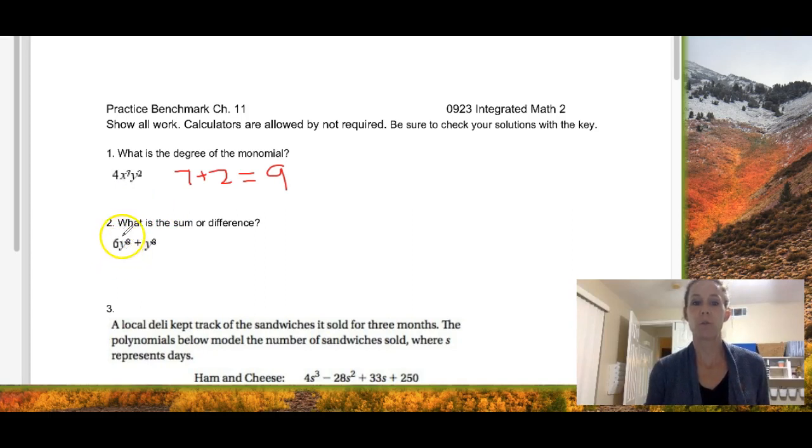So we have 6y to the 8th plus 1y to the 8th, which is going to give me 7y to the 8th. All right, on to the next one.